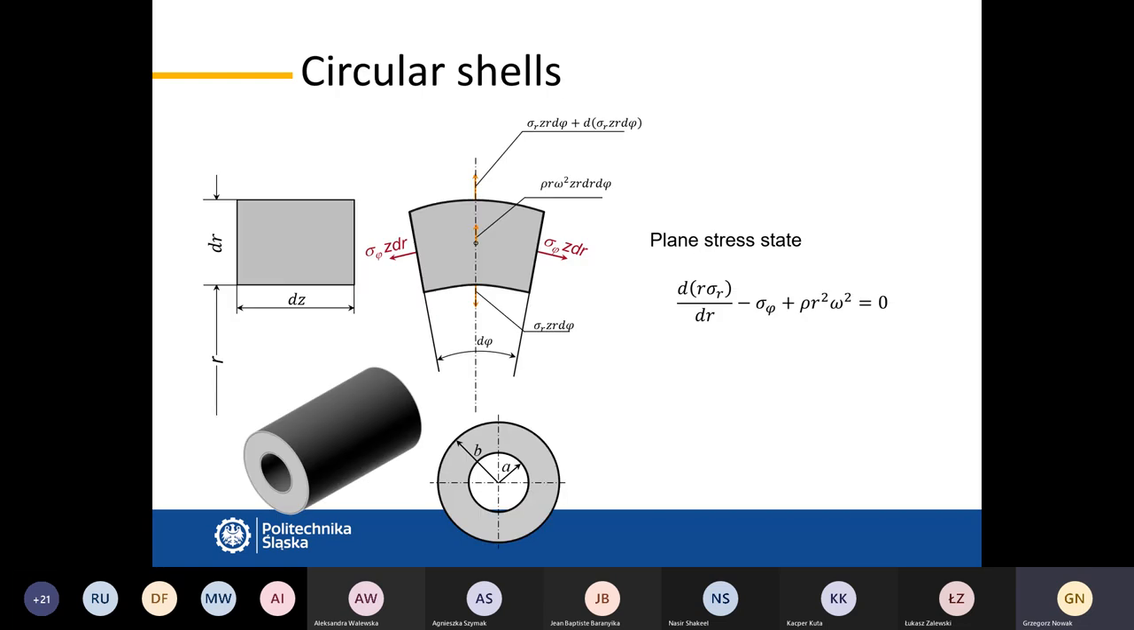So let's assume we have a shell, a circular shell. It can be built if you have a rectangle or any other plane figure and you revolve it about an axis. You will obtain an axisymmetric shape. Here we have this rectangle revolved about an axis, and we obtain a circular shell.